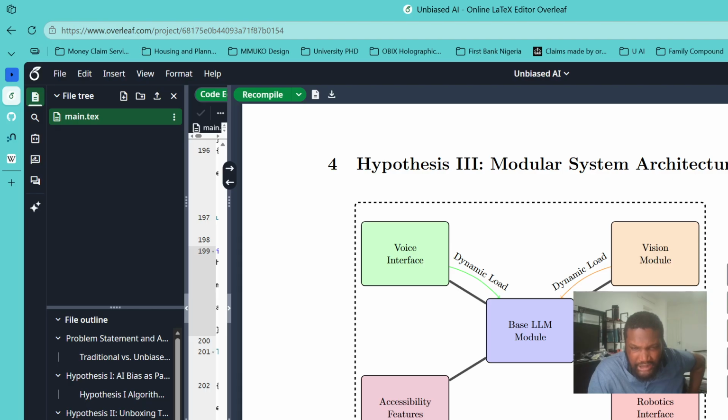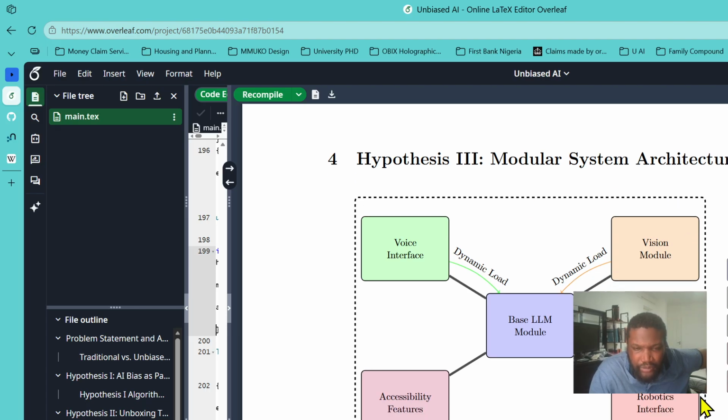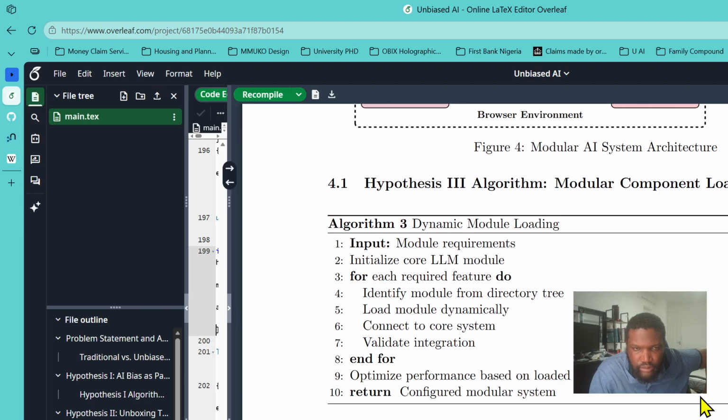AI systems suffer from this. And this is basically base LLM, visual model, visual voice interface, attribute features, robust visual. This is basically something that you can use to control robots in real time. Model requirements, you call the LLM. For each requirement you identify models from the directory, load models dynamically, connect to the voice call system, validate integrity.